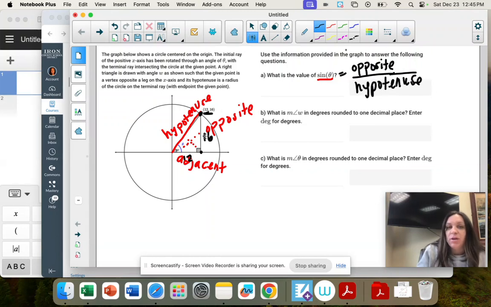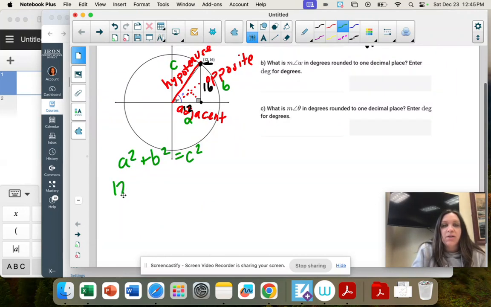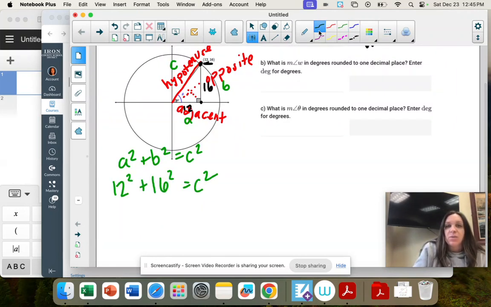So we already have one of these. We have the opposite at 16. We need to solve for the hypotenuse using the Pythagorean theorem because we have a right triangle. So remember that side's always c, and then the other two sides don't matter. a and b can be either order. So the Pythagorean theorem is a squared plus b squared equals c squared. So a is 12, b is 16, and we're going to take the square root of that to get c.